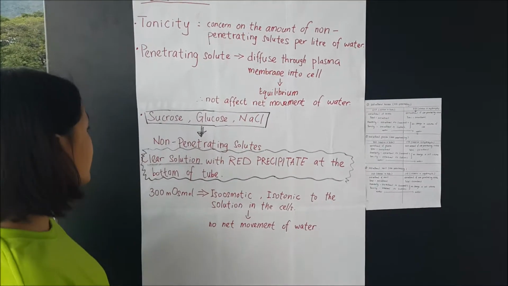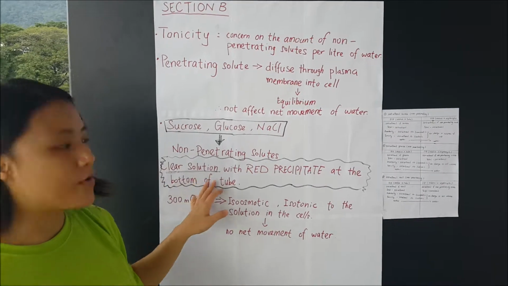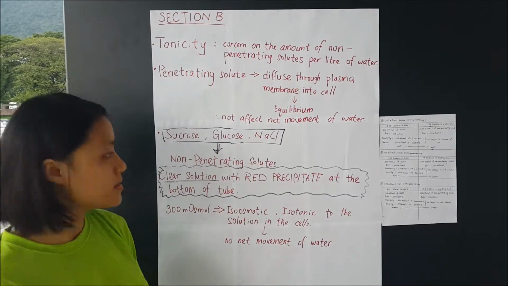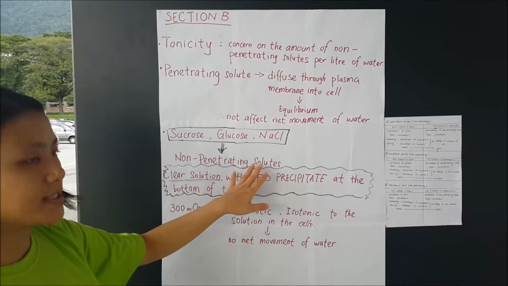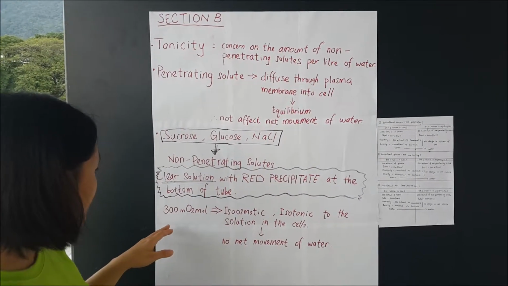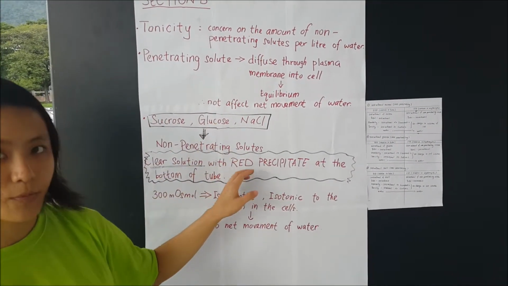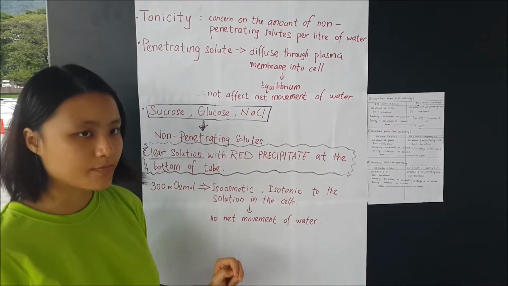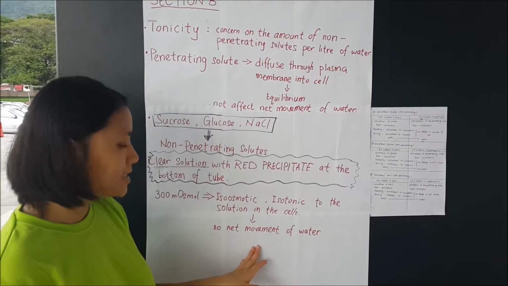From the result, we can see that sucrose, glucose, and sodium chloride give a clear solution with red precipitate at the bottom of the tube. This shows that no hemolysis occurred. As we know, sucrose, glucose, and sodium chloride are non-penetrating solutes. 300 milliosmol of sucrose, glucose, and sodium chloride are isoosmotic and isotonic to the solution in the cell. So there's no net movement of water, hence hemolysis does not occur. This is shown in the tables here.